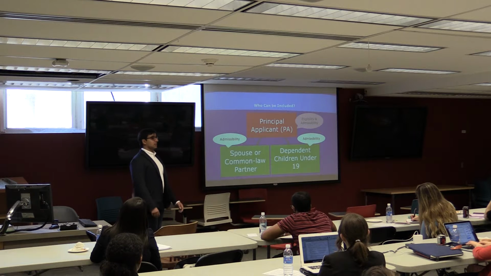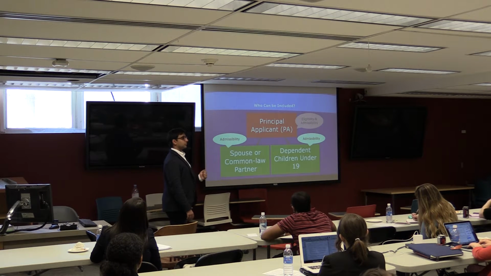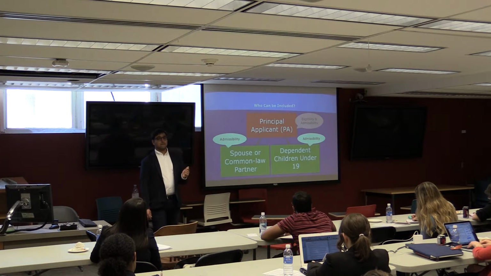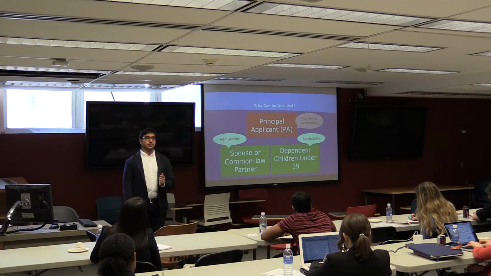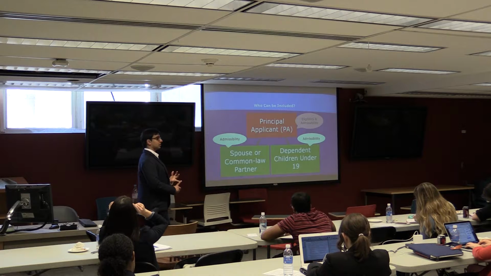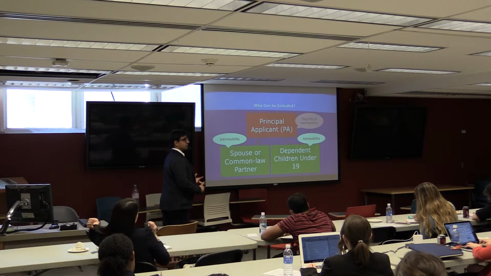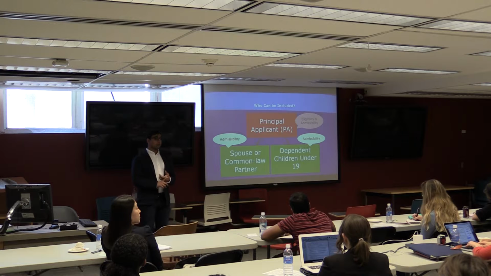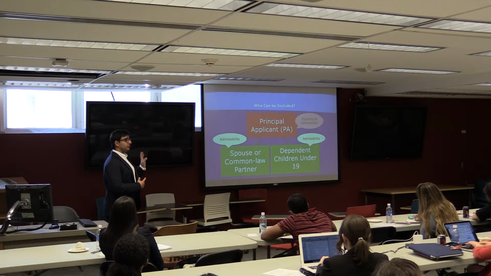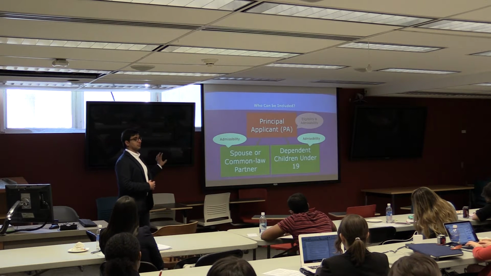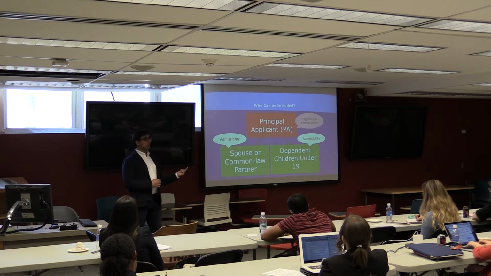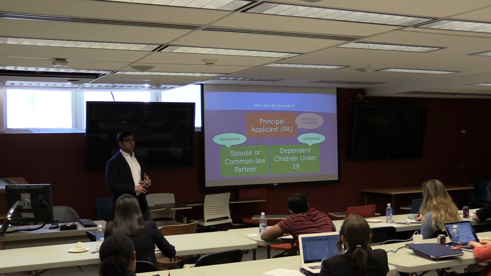In terms of eligibility and admissibility, only the principal applicant has to satisfy the eligibility criteria. So it's only the principal applicant that has to prove that they are a refugee or they fit the country of asylum definition, that they left their home country, that they're unable to go back, and they're able to establish themselves in Canada. Everybody, however, has to satisfy the admissibility requirements. So everybody has to pass a medical check, a security check, and a criminality check.